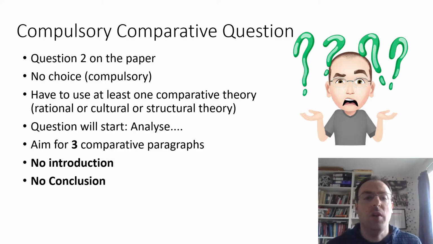So the compulsory comparative question, it's question 2 on the paper, no choice, it's compulsory. You have to use at least one of the 3 comparative theories, either rational, cultural or structural, or you can use multiple of them. The question will always start with the stem analyse. You are aiming to write 3 comparative paragraphs. There's no need for an introduction, there's no need for a conclusion.